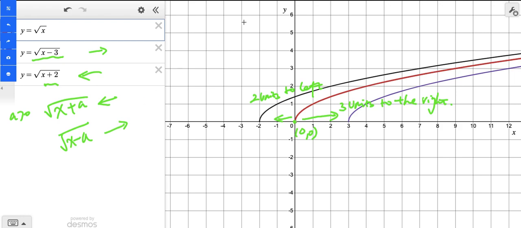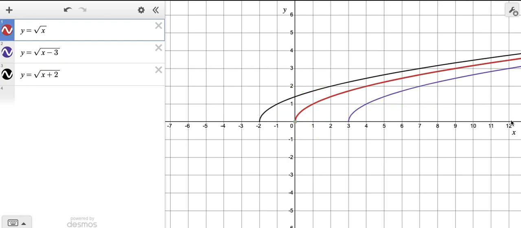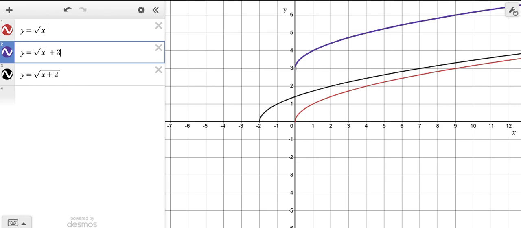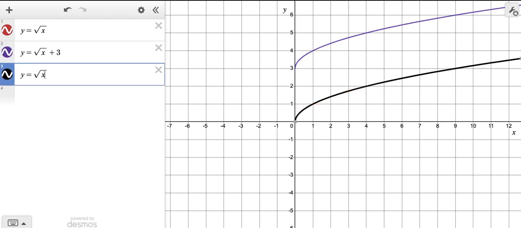Next, we are going to check the same thing. We are going to check what happens if I just put the number outside. So I'm going to change this function a little bit, and as you can see here, this time I put a 3 outside the square root. And then you can pause the video to check what happened to these functions. You probably figure out the pattern here.